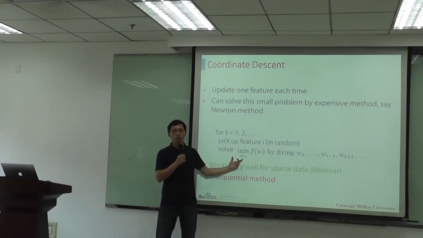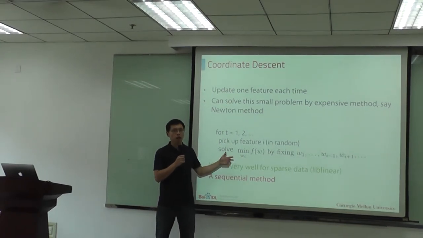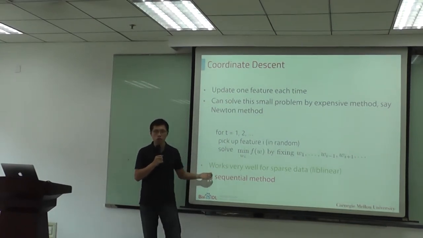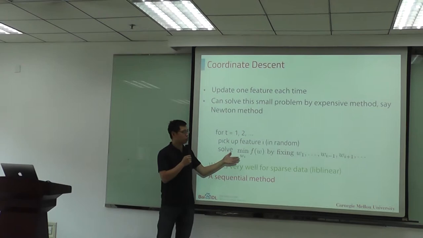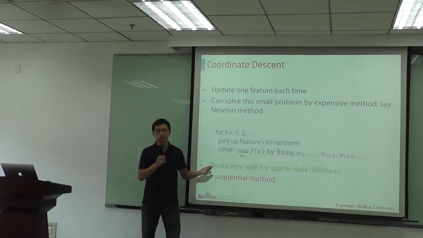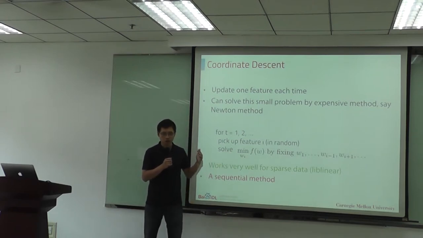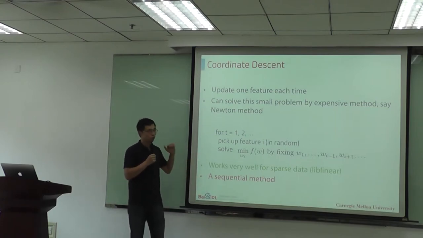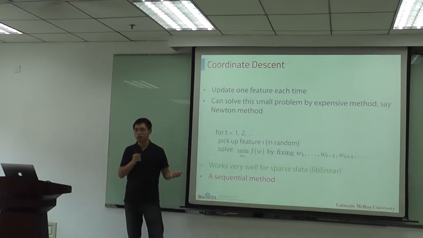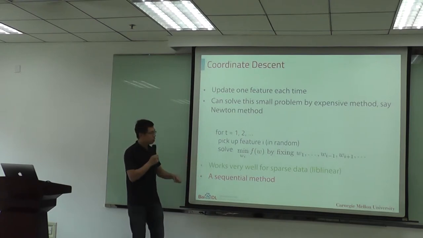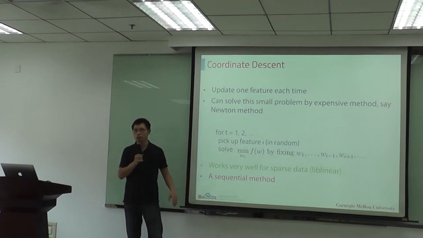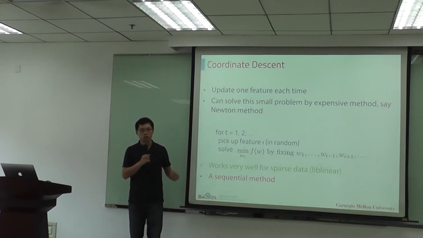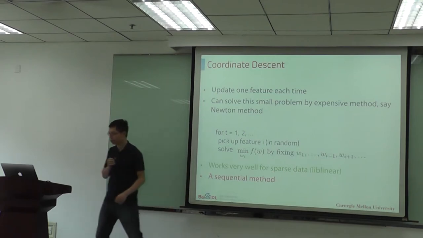So this is a one-dimensional problem, and you can solve it, maybe you have a closed-form solution. If not, maybe you can run some expensive algorithm such as Newton's method. This is the best algorithm you can have, and this runs perfectly for some text data and some very sparse data. But this is not a good idea because it's a sequential algorithm. It's really hard to make it multi-threaded or distributed.